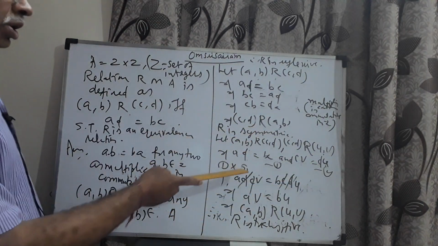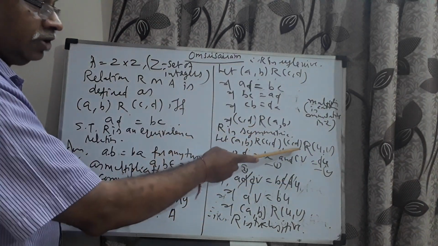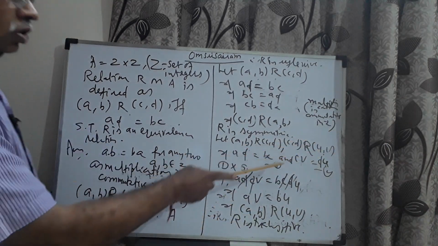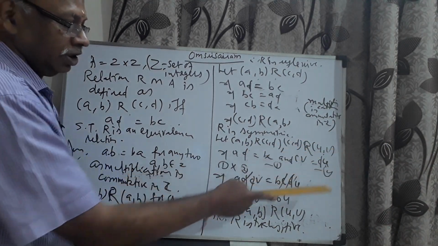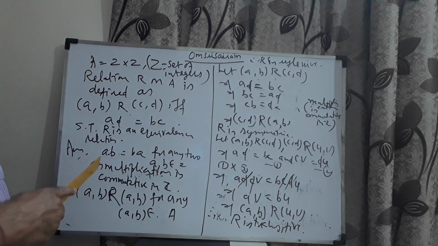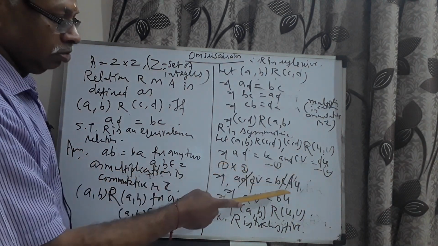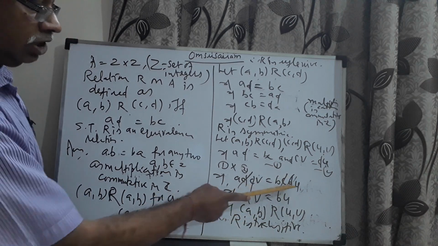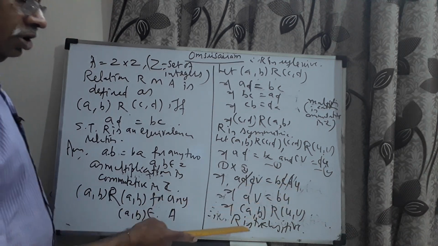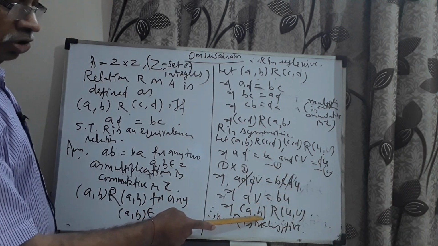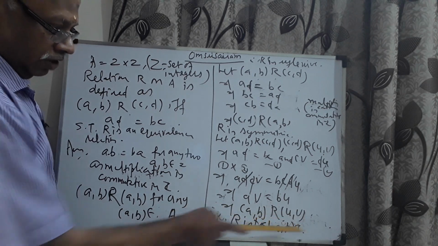Now for R is transitive. Let A, B relate to C, D related to E, F. Here AD equal to BC. Similarly CF is equal to DE I'll get. In the previous case I would have added. Here I'll be multiplying. Now AD into CF will be equal to BC into DE. Now C gets cancelled, D gets cancelled. AF is equal to BE. This is nothing but equivalent to A, B related to E, F.